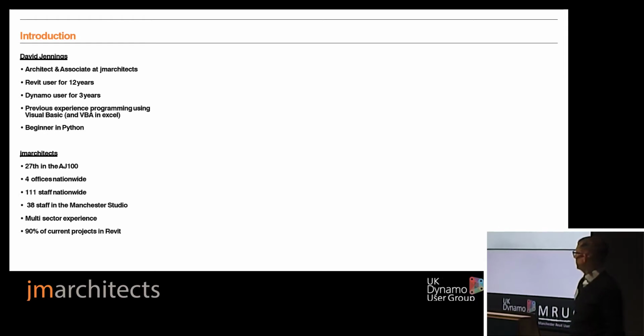From JM Architects, 27th in the AJ100. We've got 4 offices nationwide. I've been manager keeping us here today from the Edinburgh office. In Manchester there's 38 staff. We do every kind of sector you can imagine, and 90% of our current projects are in Revit, so there's a large dependency on Revit and an increasing demand for the use of Dynamo in our workflow.